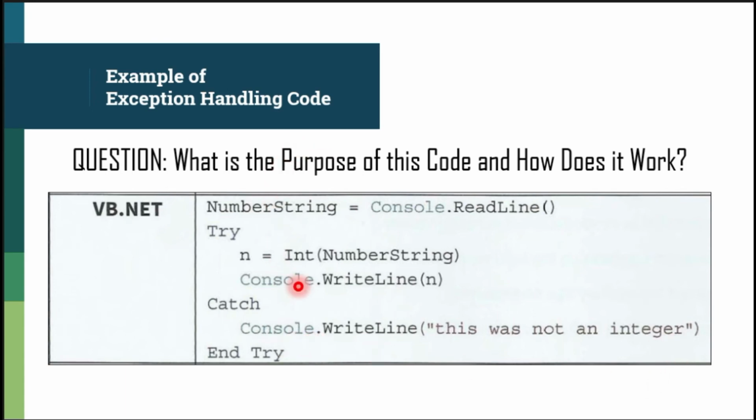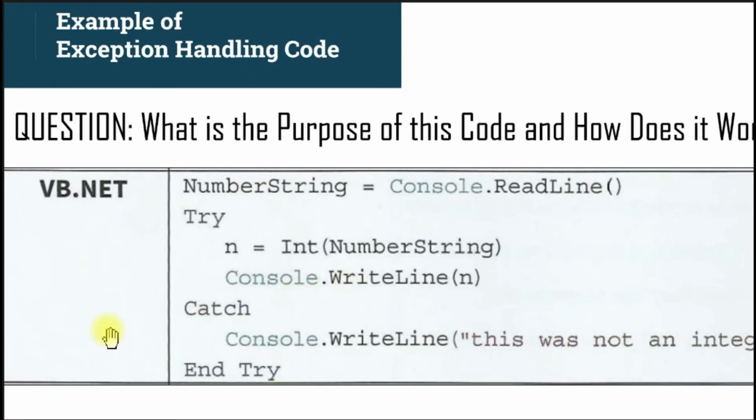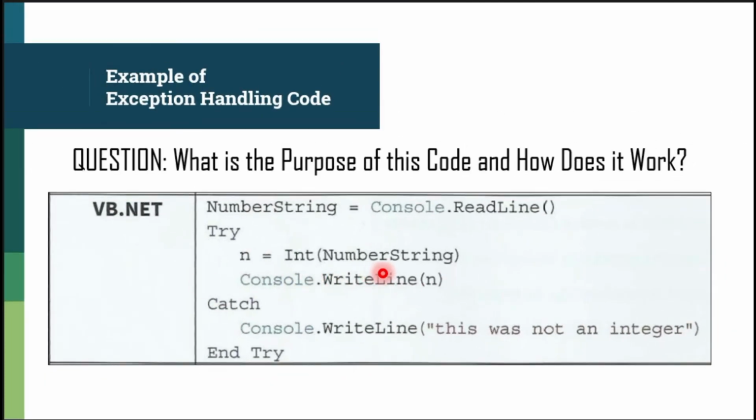So instead of having the entire system fail, because if this here was like ABC, can you convert ABC into an integer? No, you can't. Which means it's going to throw an error. It's going to throw an exception. It's going to be like, well, we can't convert that to an integer, so it's going to crash the program. Now, instead of having it crash the program, it just catches the error, and then it says, all right, this was not an integer. You're inputting it wrong. This isn't the way it should work.